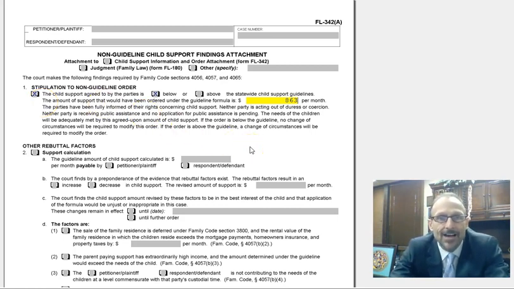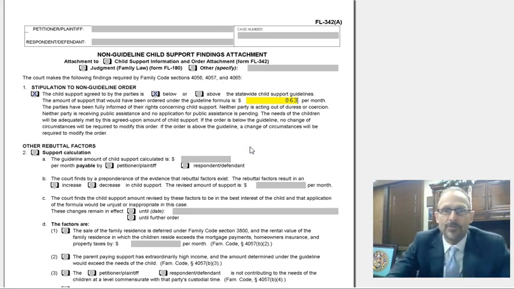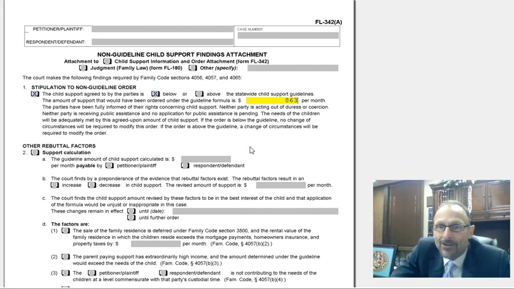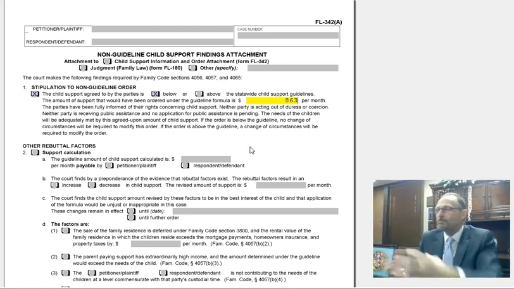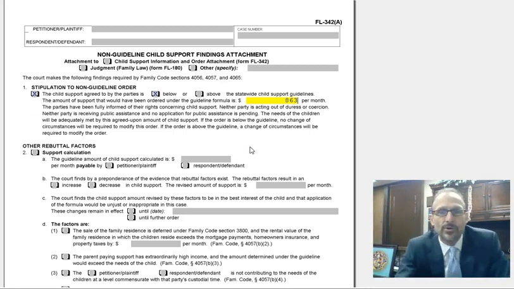Okay, and then it says the parties have been fully informed of their rights concerning child support. Neither party is acting out of duress or coercion. And the needs of the children are going to be met by the order that you guys are going to agree to. All right, let's move on.